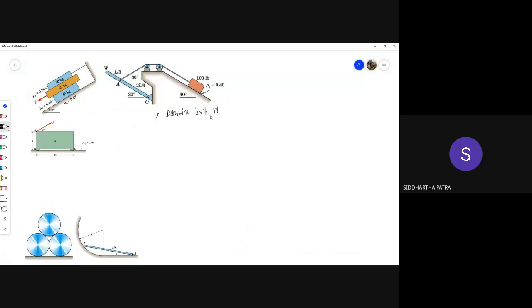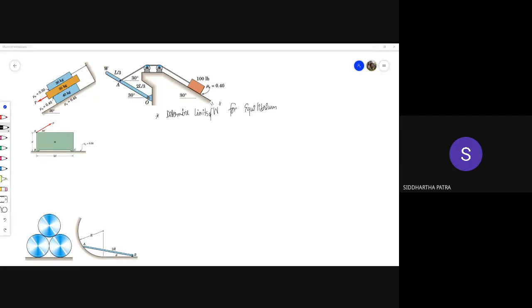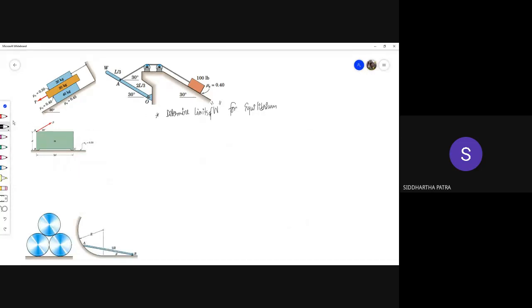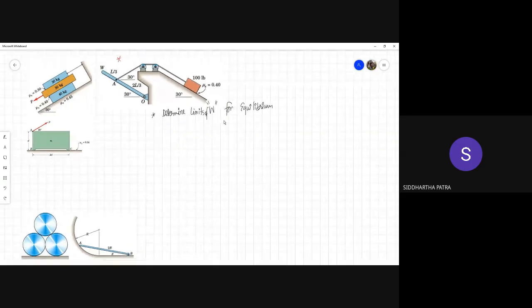Determine the limits of W for which the system would be in equilibrium. Okay, so we are doing this problem right here. So I hope you can see the image actually. Are you able to clearly visualize this one?